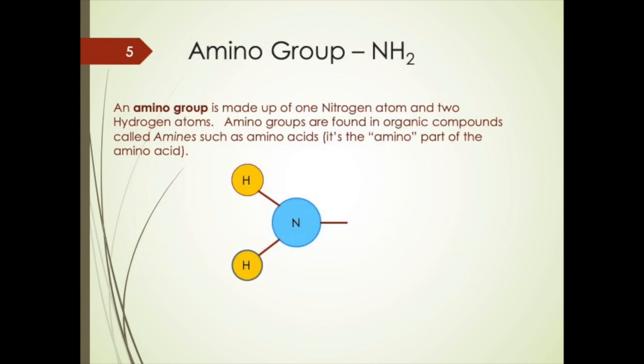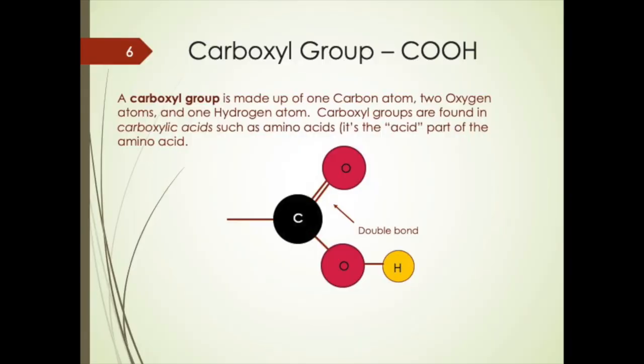The amino group is a type of functional group. Amino group has a nitrogen atom and 2 hydrogen atoms. So amines, organic compounds called amines, such as amino acids. Carboxyl group, COOH: one of the oxygens is double bonded to a carbon. Carboxyl groups are found on carboxylic acids.